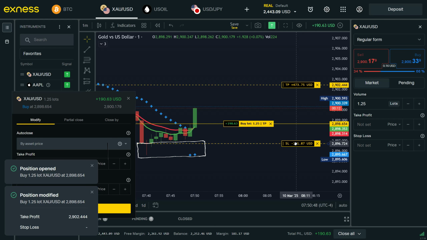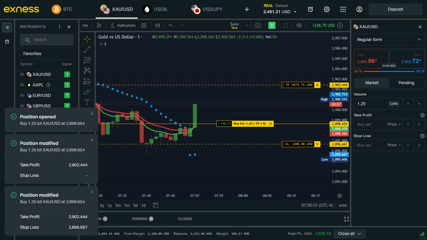Now, looking at the chart, I've chosen this specific level for my stop loss because the price was previously rejected here and then bounced back, making it a key resistance level. Placing my stop just beyond this zone allows me to stay in the trade while avoiding unnecessary stop outs from minor price fluctuations.